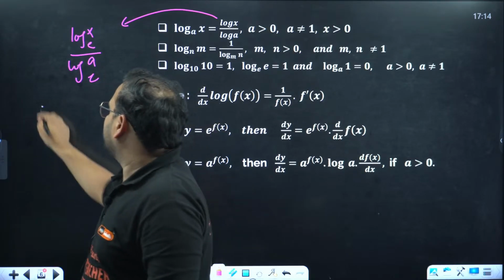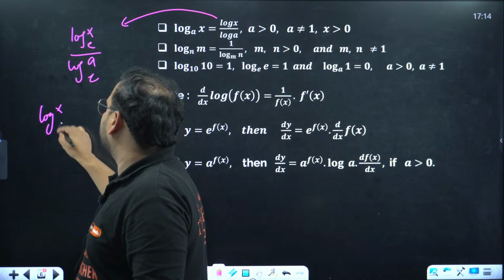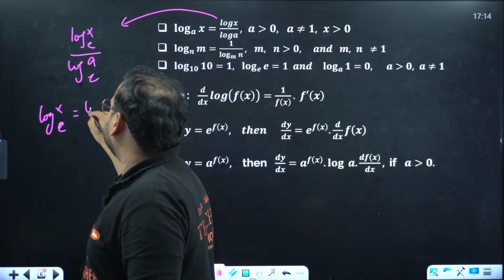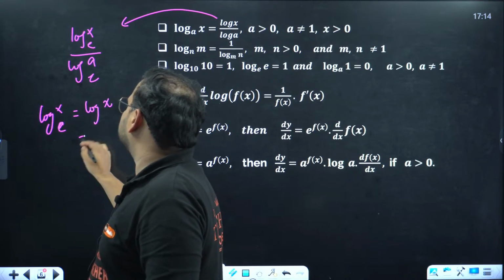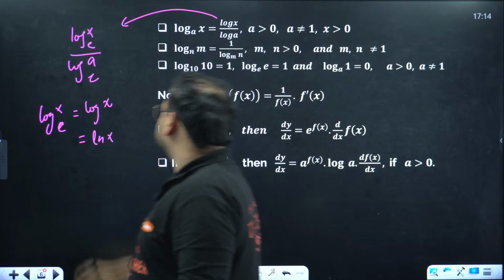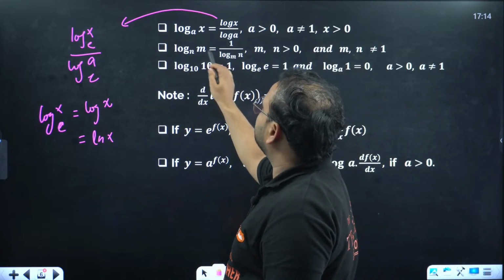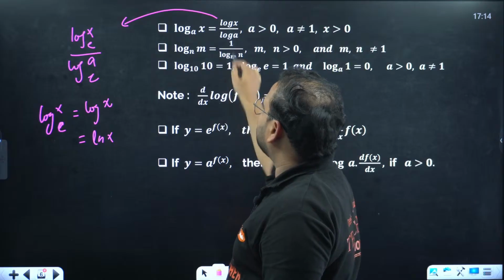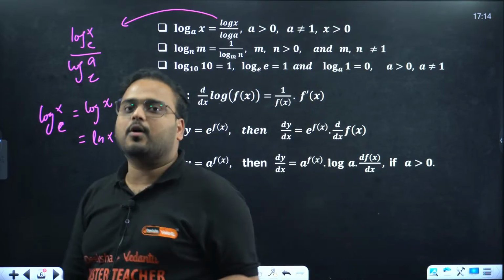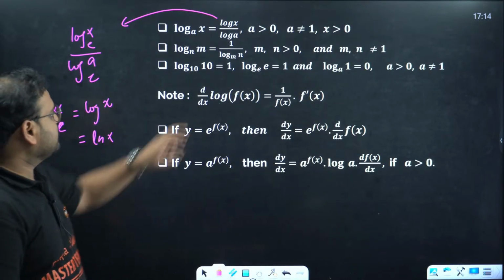Usually, we don't write this value log of x with the base e. We simply write it as log x, or in some cases, we'll write this as ln x. This is basically the same result. Log of m with the base n, you can write this in reciprocal form, 1 upon log of n to the base m, just the opposite.